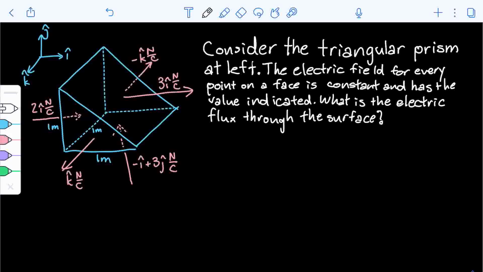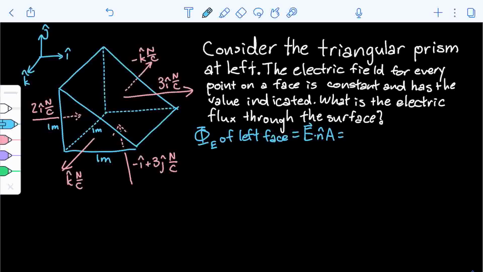To find the electric flux through the surface, we find the electric flux for each of the 5 faces and then add them all up. So let's just go one by one. For the left face, flux E of left face, since it's a flat face, we don't need to do any integral stuff. This is just E dot n hat A, so let's figure out what n hat is.